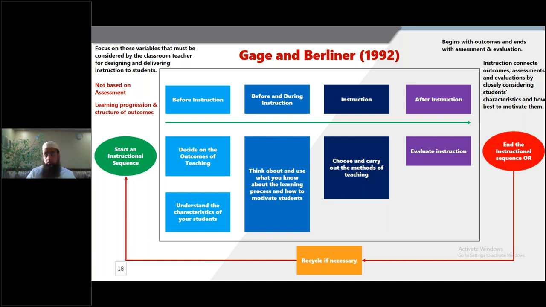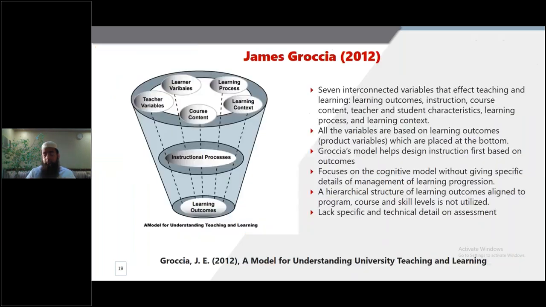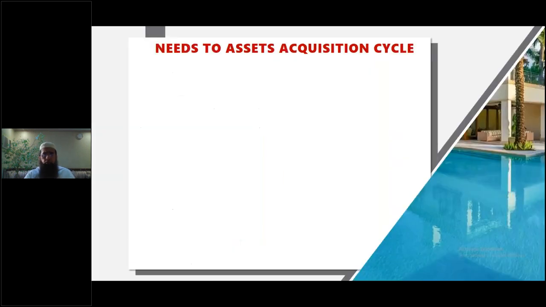And if you look at James Grossier model, you see learning outcomes from the basis. Of course, instructional processes also derive themselves from what learning outcomes have been defined, and then all the other variables, course content, learning context, teacher, learner variables, all of them fit in. However, this does not give details of learning progression. It's mostly aligned to, again, the cognitive domain, and there's some technical detail that's missing in this specific model.